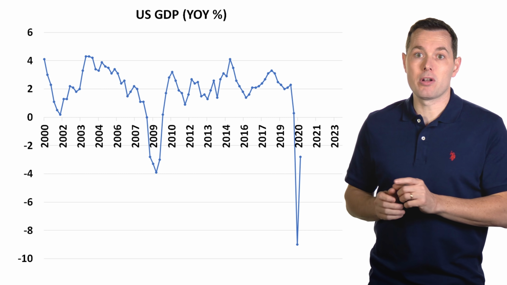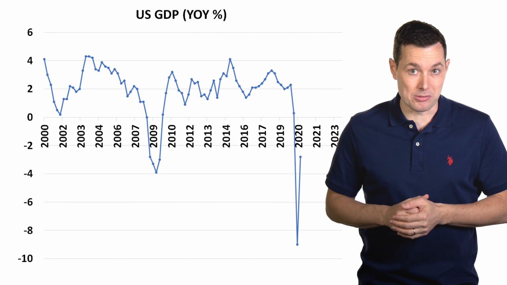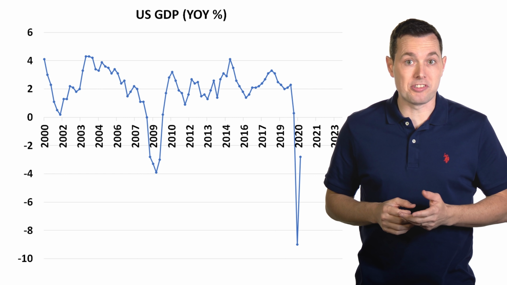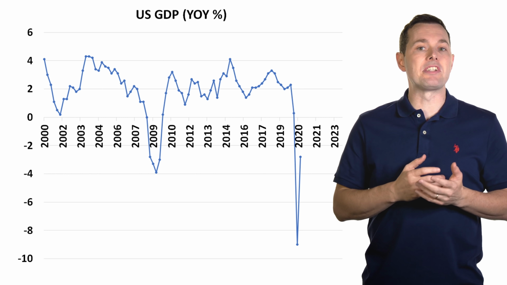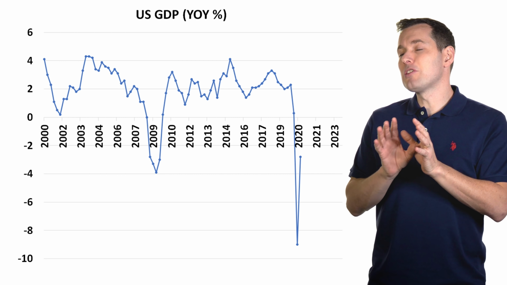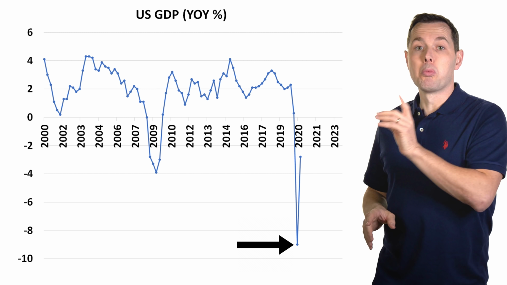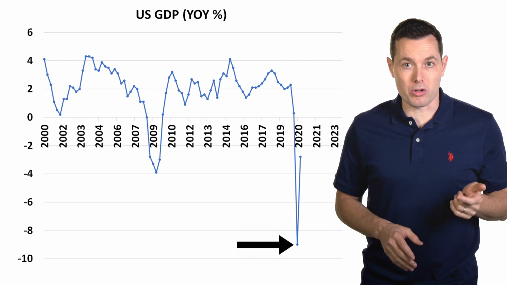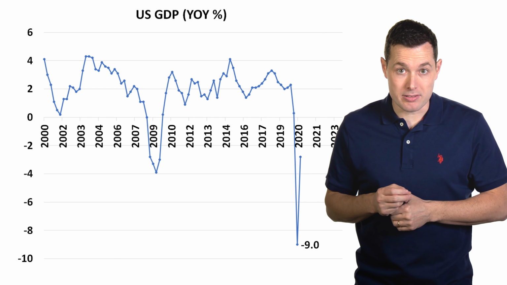This is a chart of US gross domestic product going all the way back to the year 2000. These are year-over-year changes. Just so we're all on the same page, each dot here represents a different quarter. GDP comes out quarterly. It's also very important to recognize that, as an example, take this one quarter here. This is the second quarter of 2020. That number came in at negative 9%.